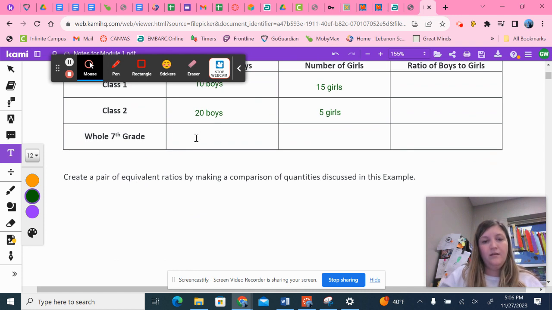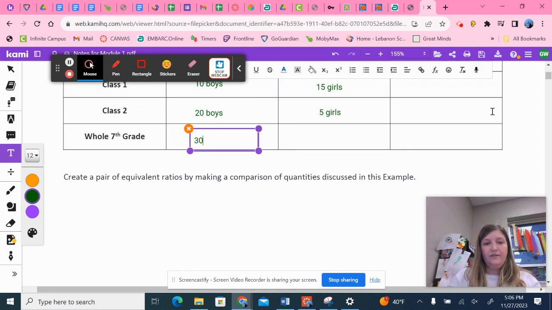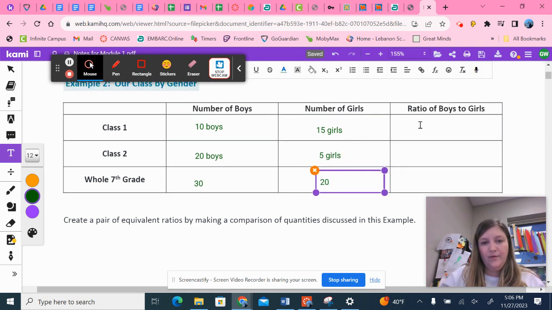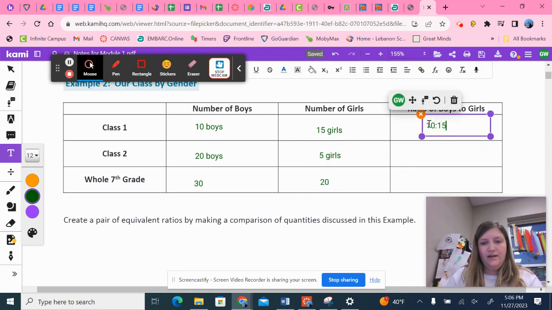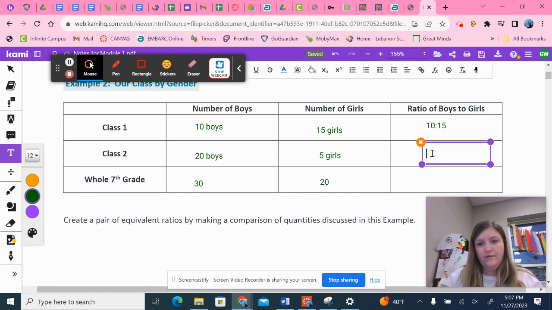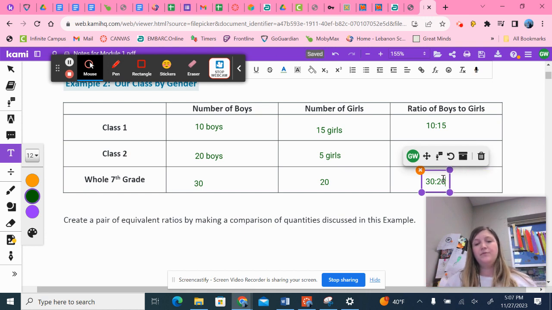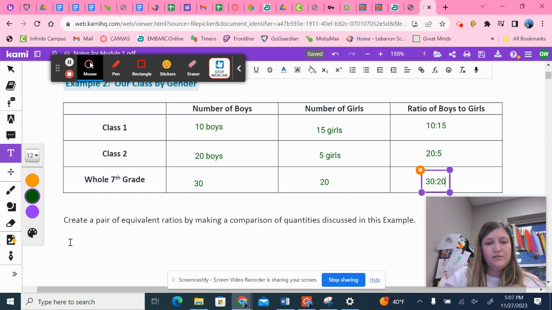Okay. You should have gone ahead and filled this out. I'll fill it out really quick for us. The first one is 10 to 15. We've got 20 to 5. And then we've got 30 to 20. Okay, let's move on because now it wants us to make equivalent ratios. So let's start with the first one, 10 to 15.